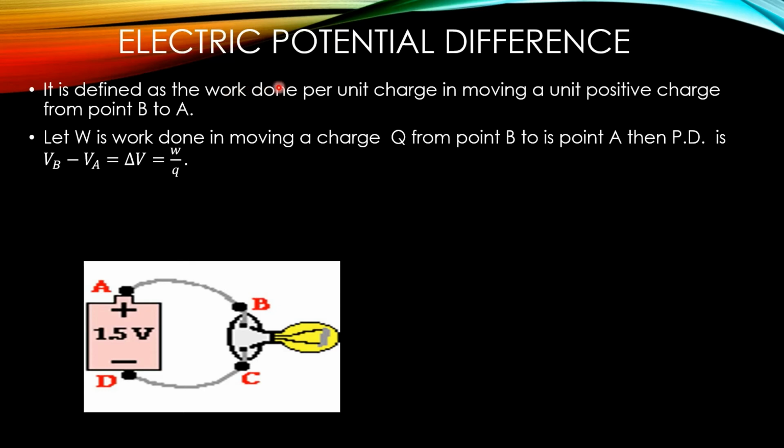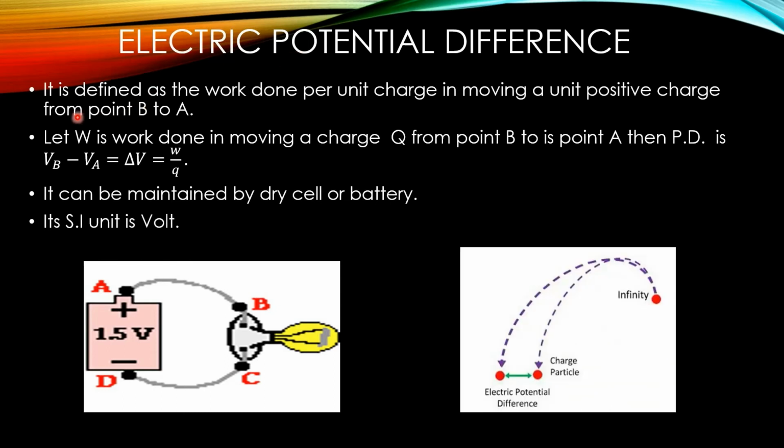Electric potential difference, first definition we can say: difference of electric pressure is known as potential difference. In other words, it is defined as the work done per unit charge in moving a unit positive charge from point A to point B. Any unit charge is placed at point A, and from A we want to shift it to point B. In that case, some work will be done.